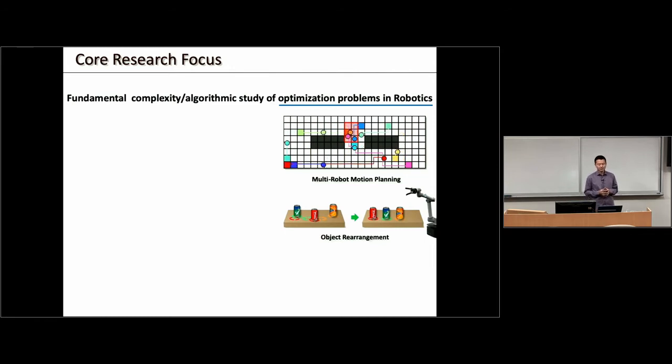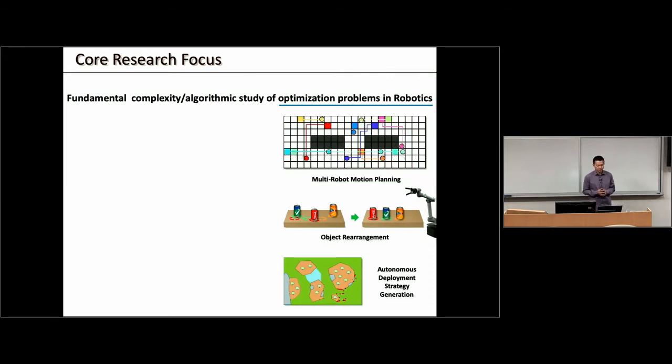Similarly, in an object rearrangement problem, for example, using a robotic manipulator to arrange objects on a table, minimizing the task completion time also makes sense. Now, in another setting where we want to generate deployment strategies for a large number of robots or cobots, for example, to guard a barrier or perimeter, it may make sense to minimize the maximum effort taken by any robot or cobot.